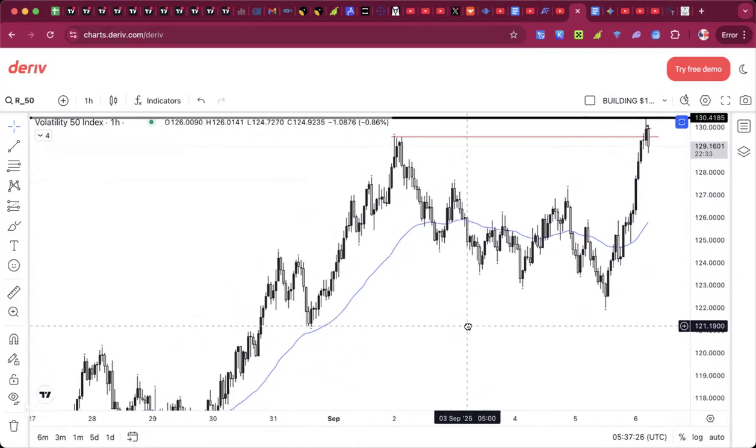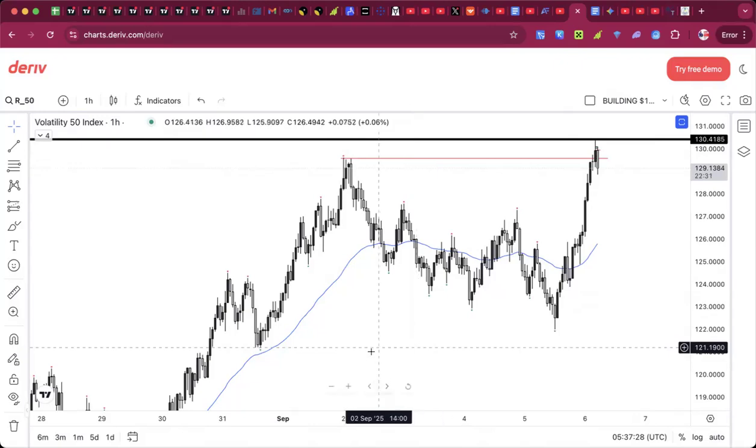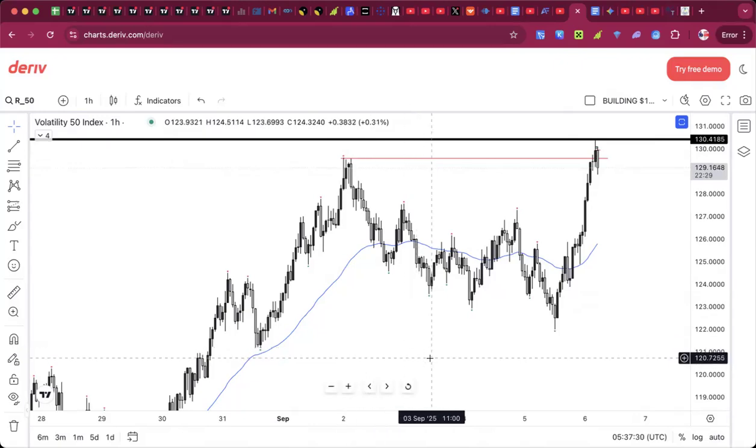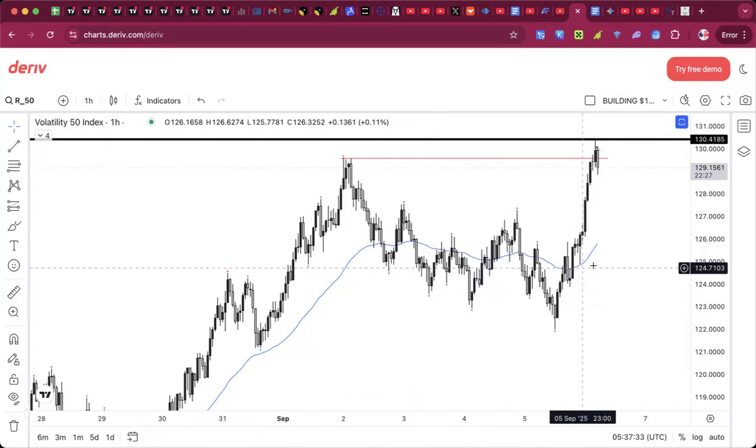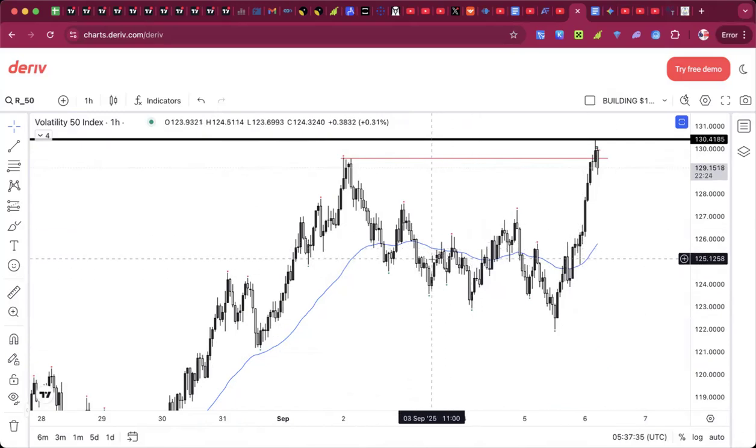All right, so now let's go. This is V50, not V75. Don't trade any other one, just trade V50. If you want to complement, you can trade V25, but sometimes V25 can be more deceptive.